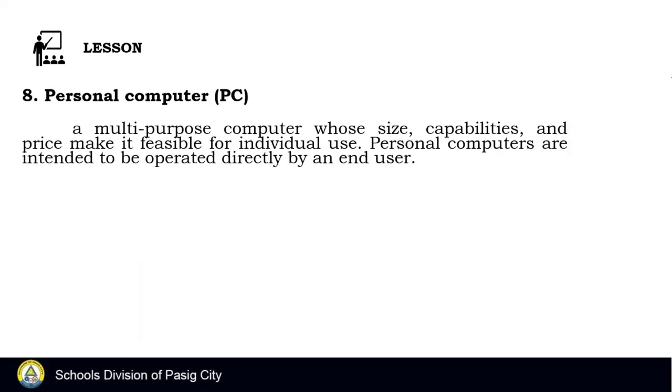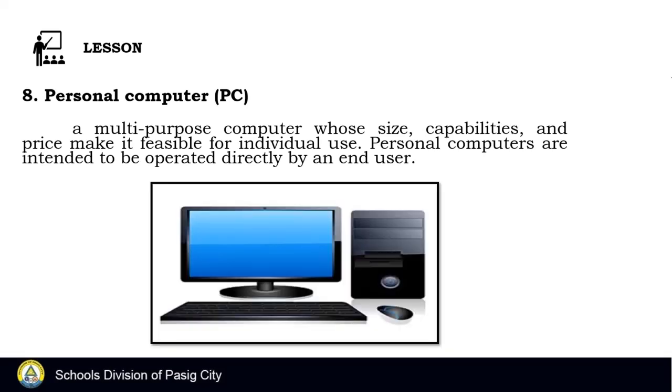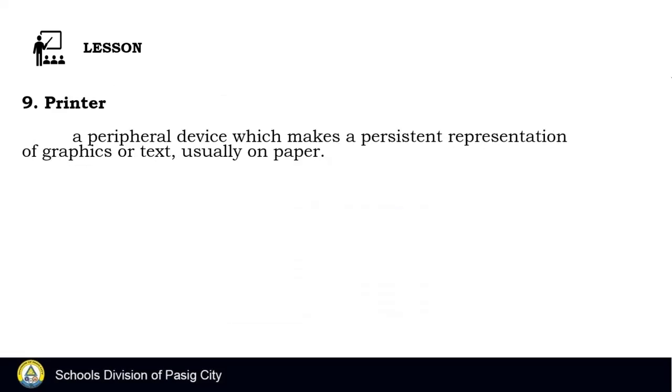Number 8, personal computer, a multi-purpose computer whose size, capabilities, and price make it feasible for individual use. Personal computers are intended to be operated directly by an end user. Number 9, printer, a peripheral device which makes a persistent representation of graphics or text, usually on paper.